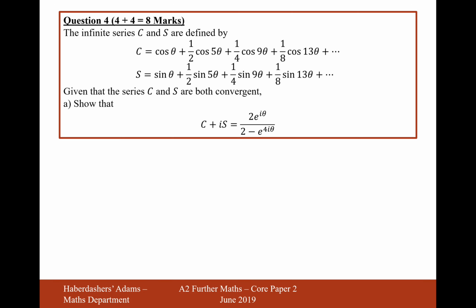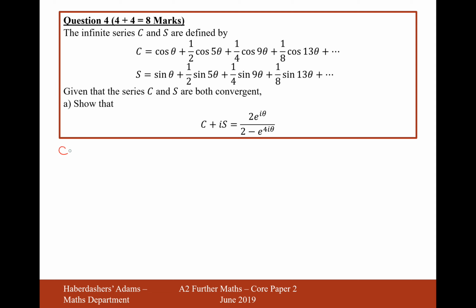Here we're looking at question 4. The infinite series C and S are defined by these two expressions above here. Given that C and S are both convergent, show that C plus iS is equal to this expression here.